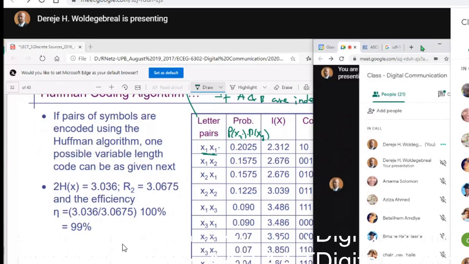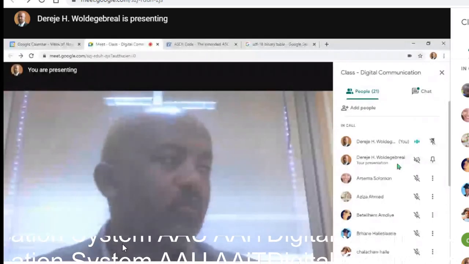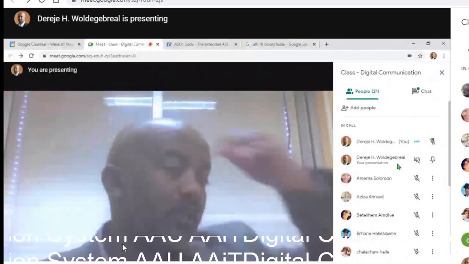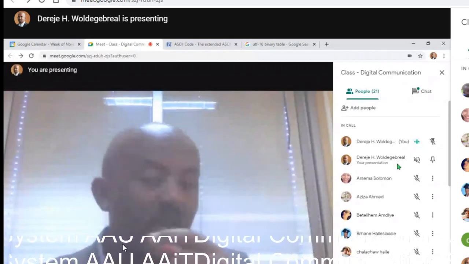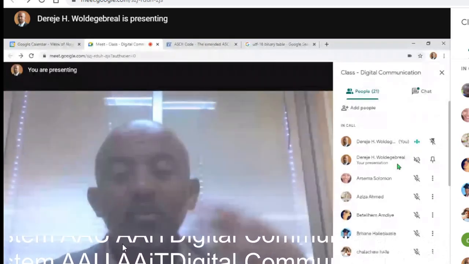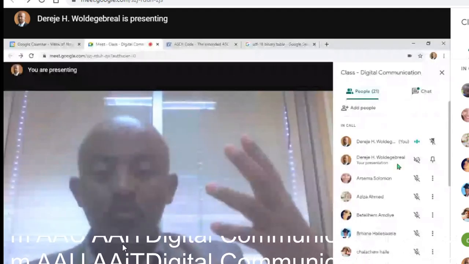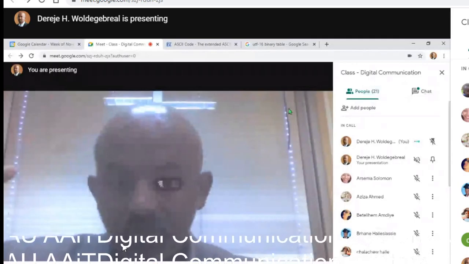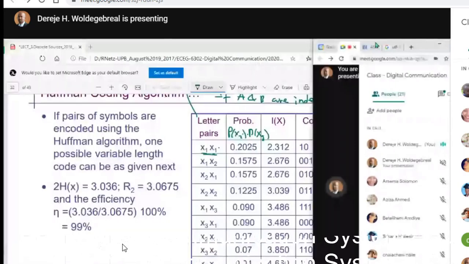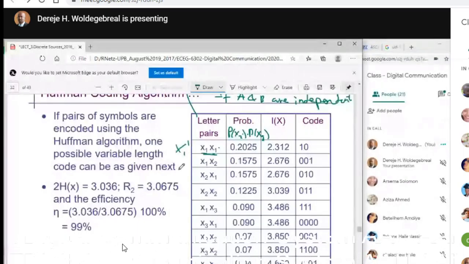So effectively, what we are actually doing is the following. We start with a source that generates only three letters, and if we take two of them at a time, conceptually we are creating another source that generates nine different symbols. We could call them x1 prime, x2 prime, x3 prime, and so on.